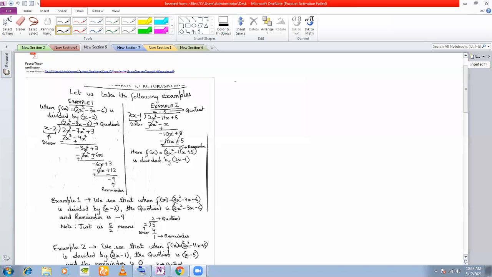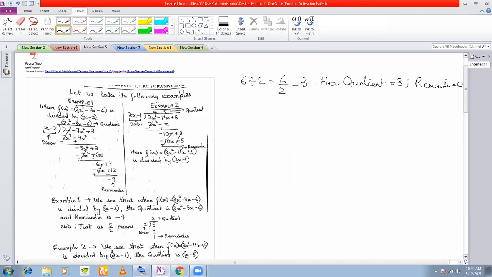Suppose I divide 6 by 2. So you get 3 as your quotient. And what is the remainder? The remainder is 0. And what do you say? You also say that 2 is a factor of 6, isn't it? This is what you say.